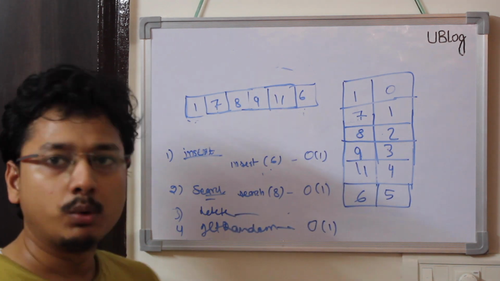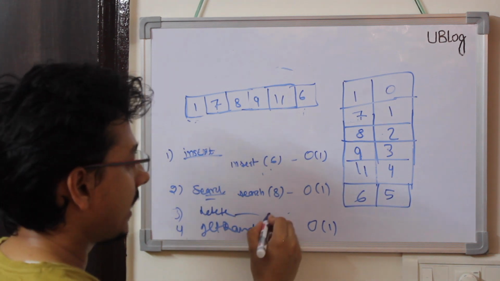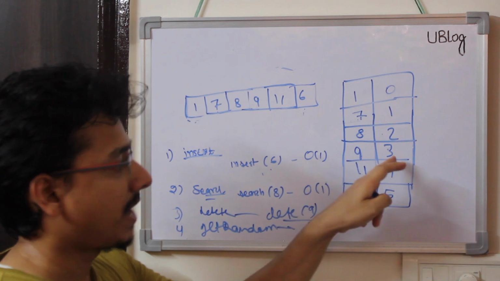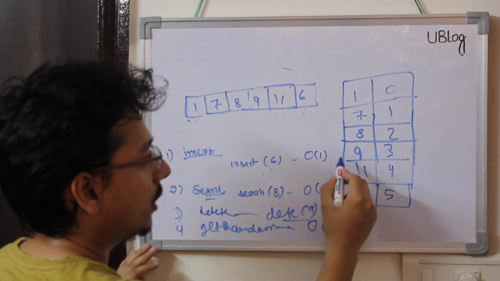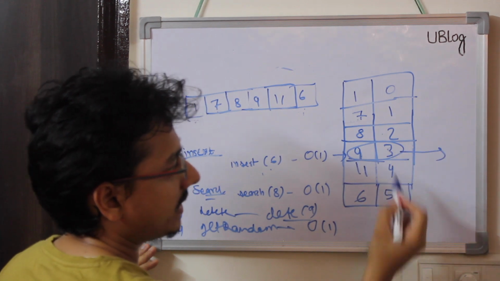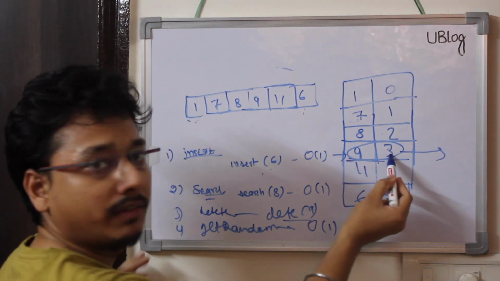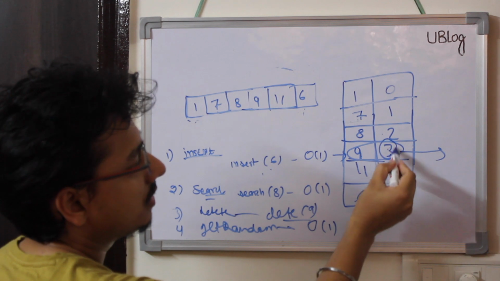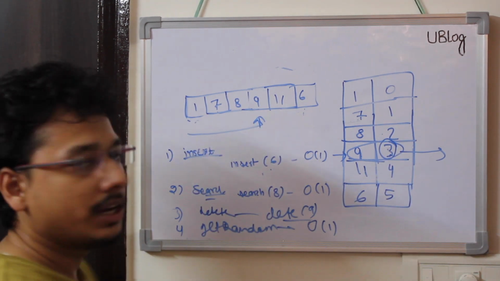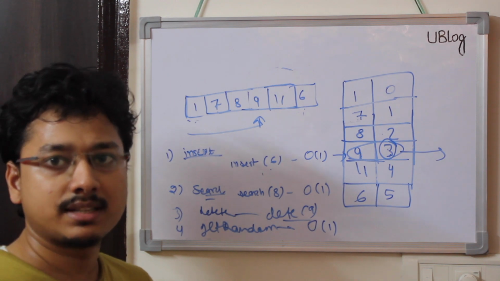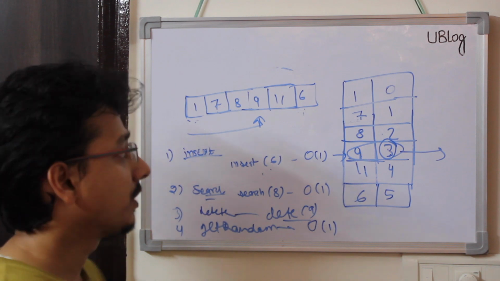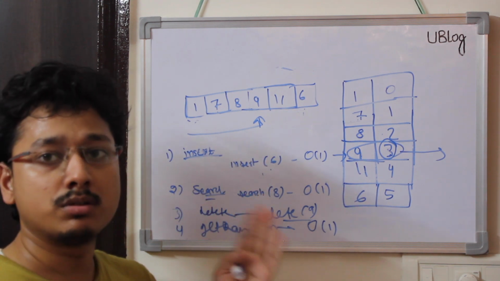Now, for delete, let's say I get a call for delete 9. I can delete the 9 from the hash map in constant time. So I can go to the hash map, delete this value and save this index. Now after deleting the value from the hash map, I need to delete the third index from the array. I already know that deleting any value from an array is not constant time. So how can I solve it in constant time?